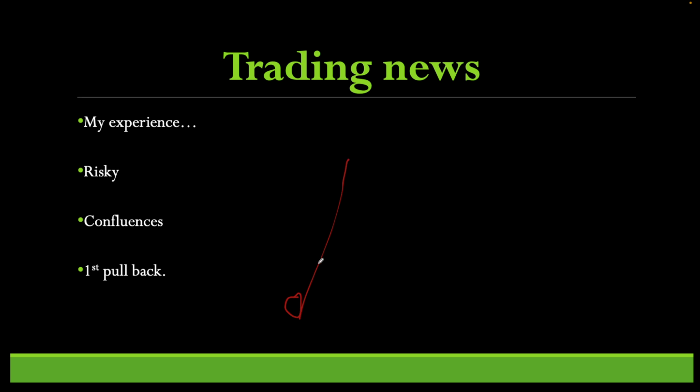You don't enter. You're not entering here. You're not entering here. What do you do? You wait for a pullback. And what you want to wait for is confluence. You wait for patterns, reversal patterns. Make sure the volume stays up, and then you enter. Once we break, you enter, and you look for the next level of resistance.